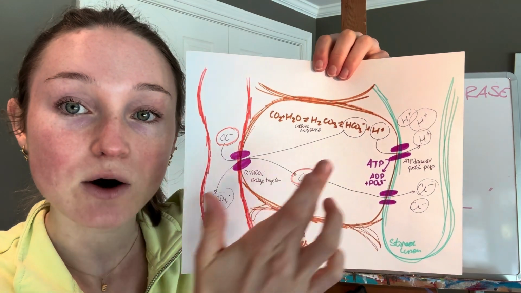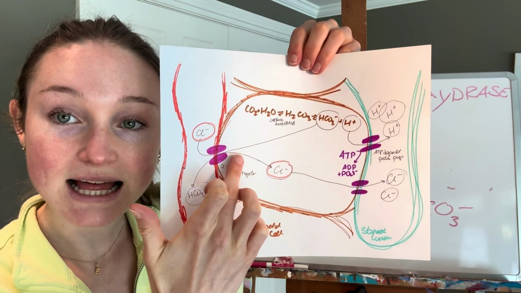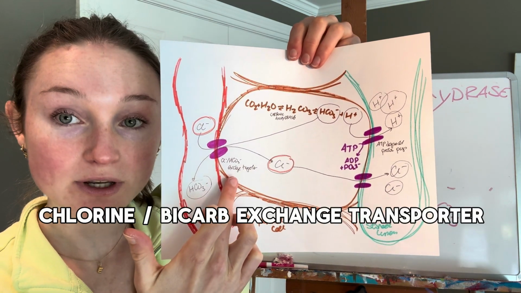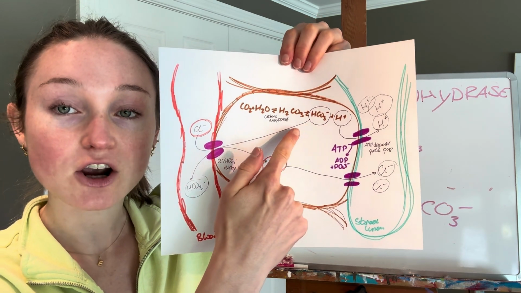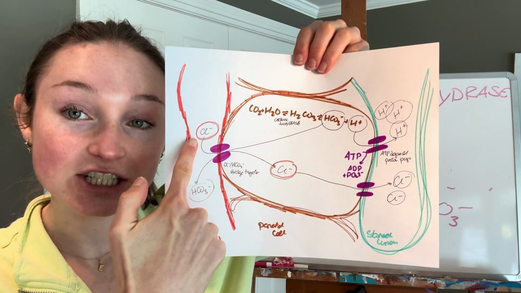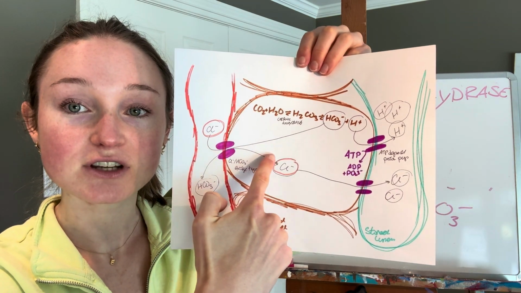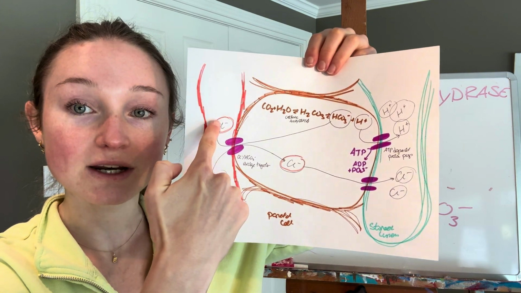What happens now? This bicarb ion travels out of the parietal cell and into your blood through a chlorine bicarb exchange transporter. So when this bicarb exits your parietal cell and enters the blood, it is exchanged for a chlorine ion coming into your stomach cell. So this is an exchange transporter because bicarb goes out, chlorine comes in.